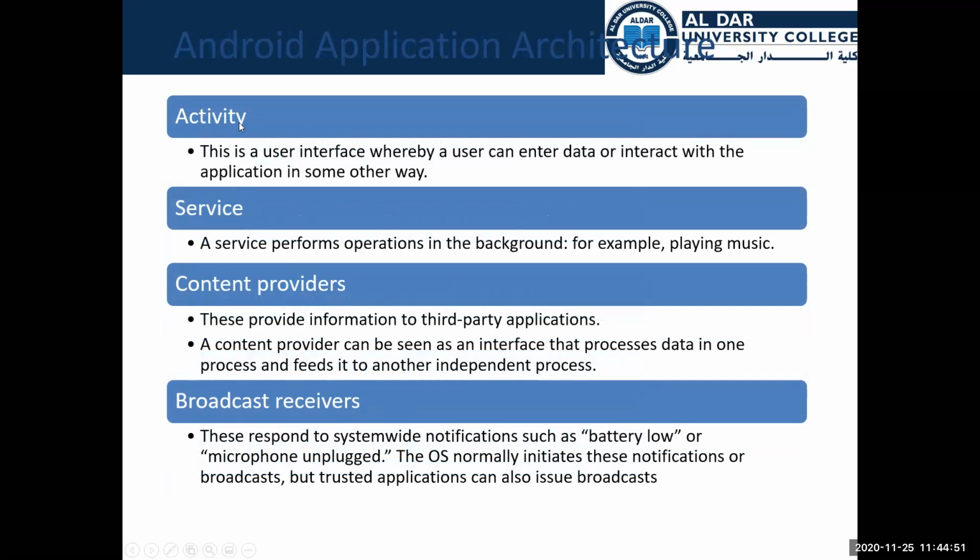We can say some actions on the Android device can also be divided into four levels of layers. The first one is activity. The second one is service. The third one is content providers. And the fourth one is broadcast receivers. The activity means whatever is done by the user interacting with the application.